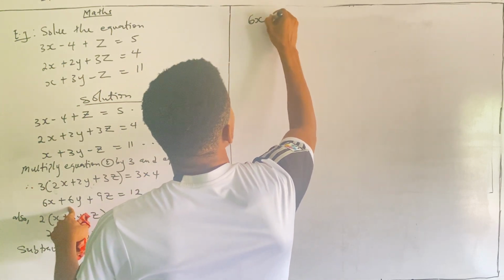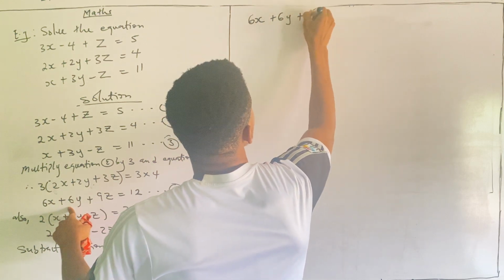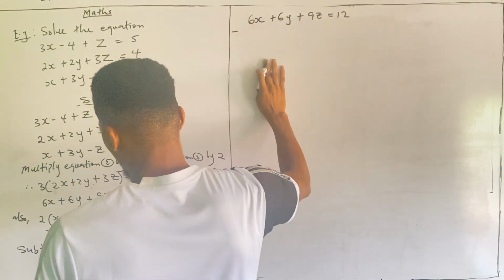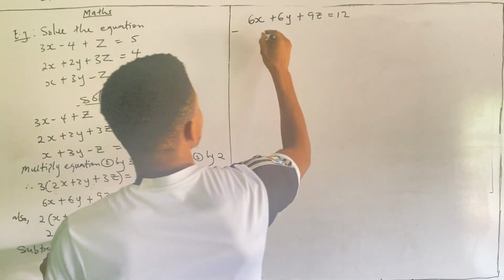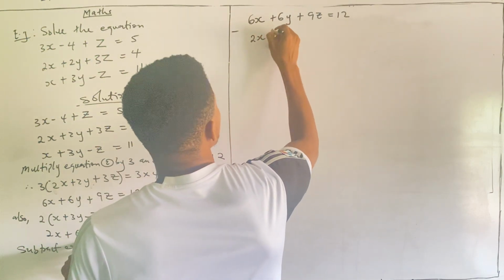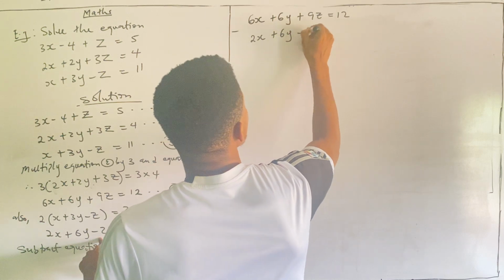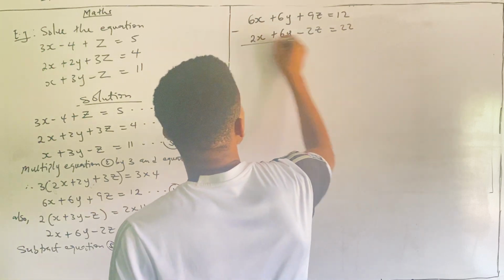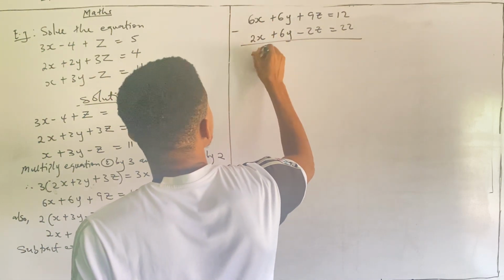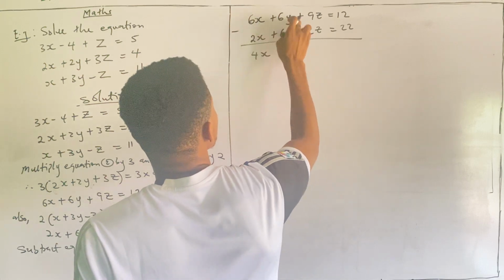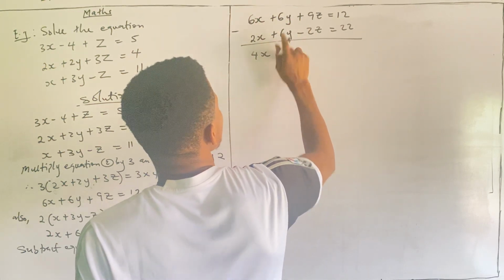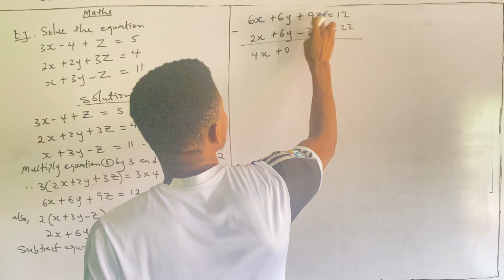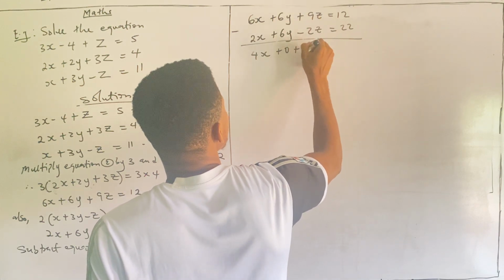So our equation 4 here is 6x plus 6y plus 9z equals 12, minus our equation 5, which is 2x plus 6y minus 2z equals 22. If we subtract, 6x minus 2x is 4x. 6y minus 6y is 0, so that is why we do this subtraction. So this is plus 0. Minus minus is plus. 9z plus 2z is plus 11z.